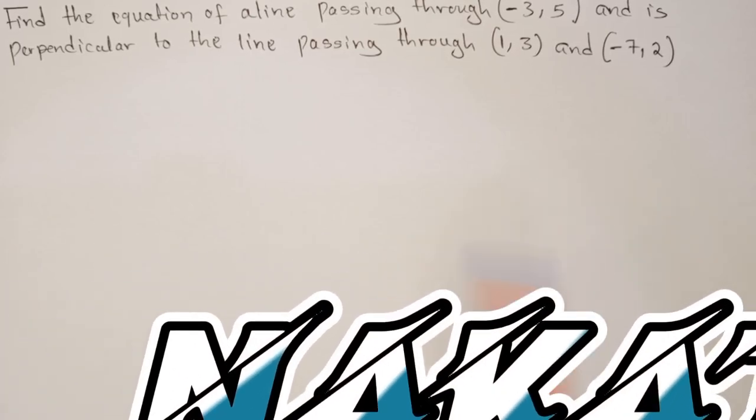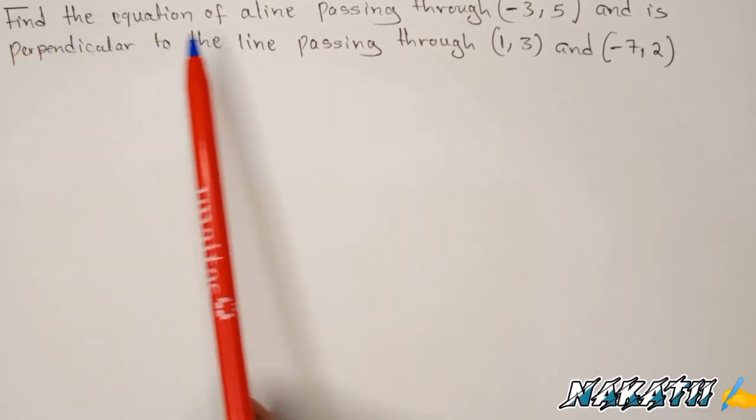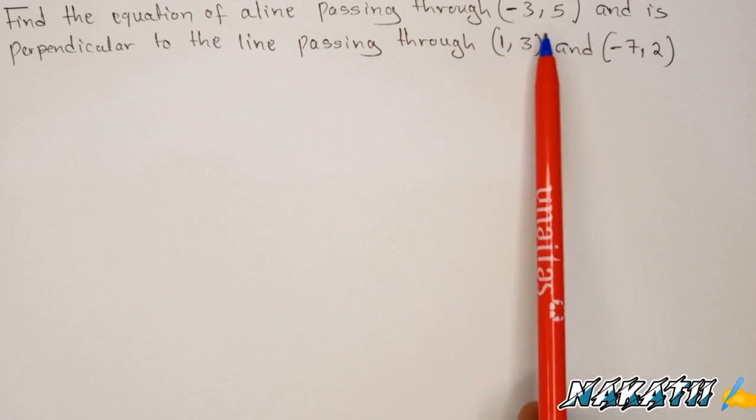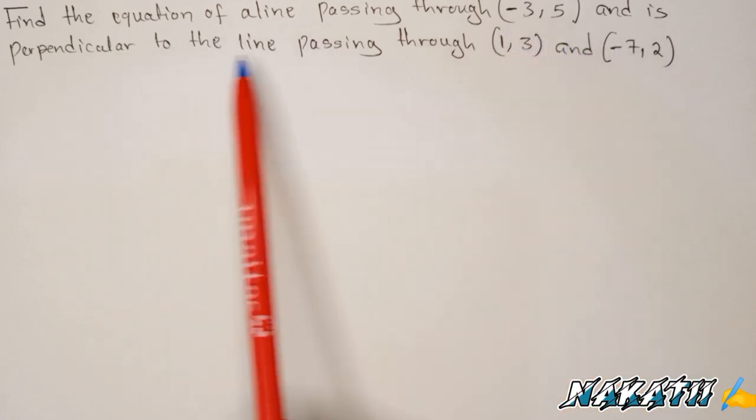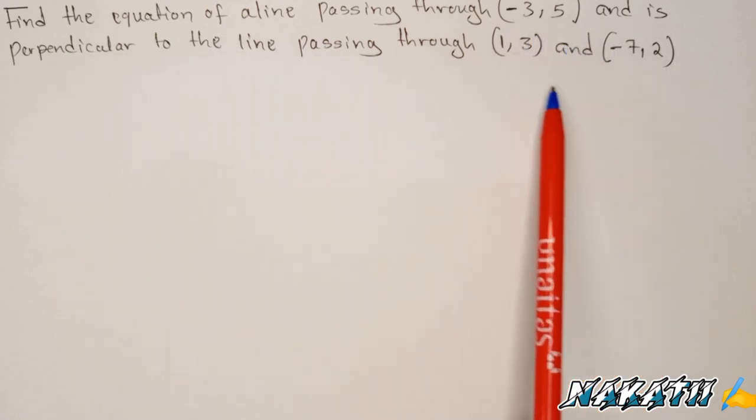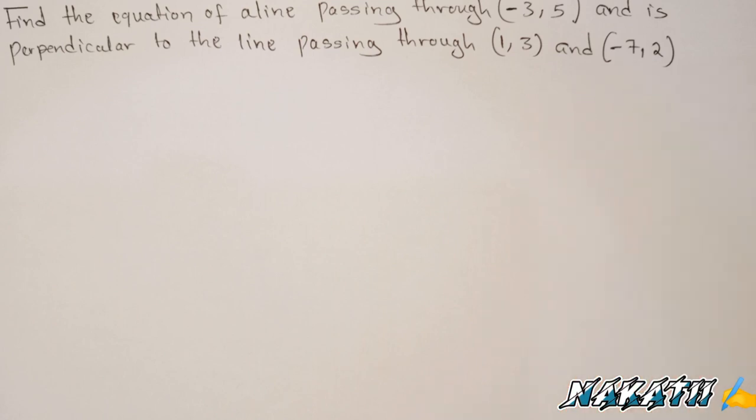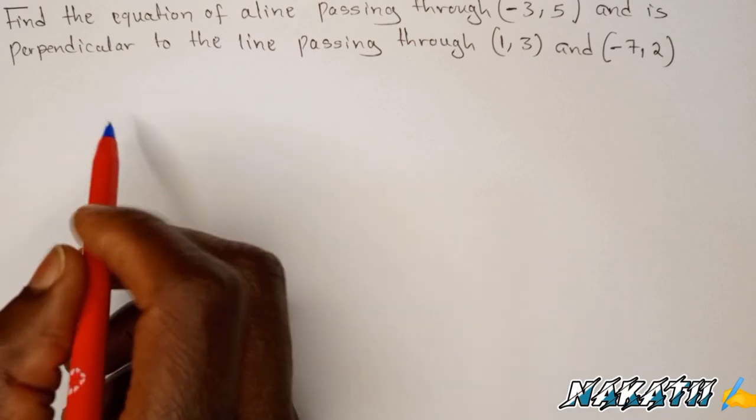Welcome back. We have another question here. It says find the equation of a line passing through negative 3, 5 and is perpendicular to the line passing through 1, 3 and negative 7, 2. Let's sketch so that you can see how these lines look like.